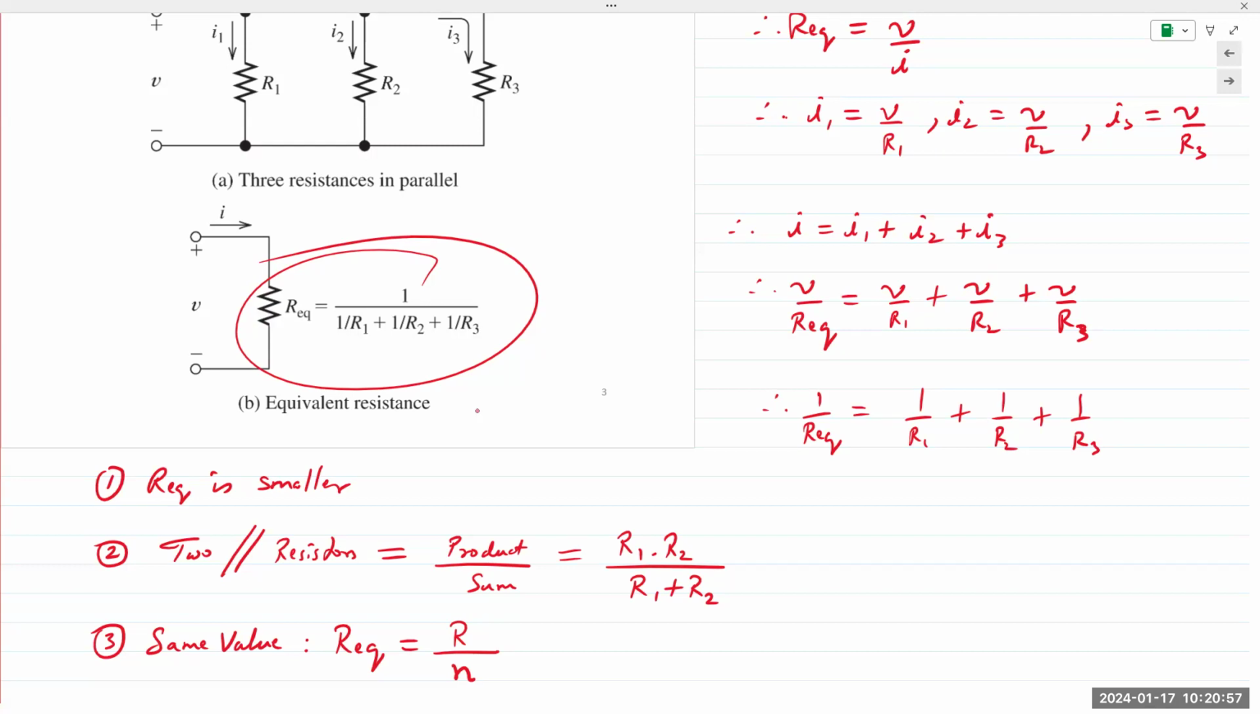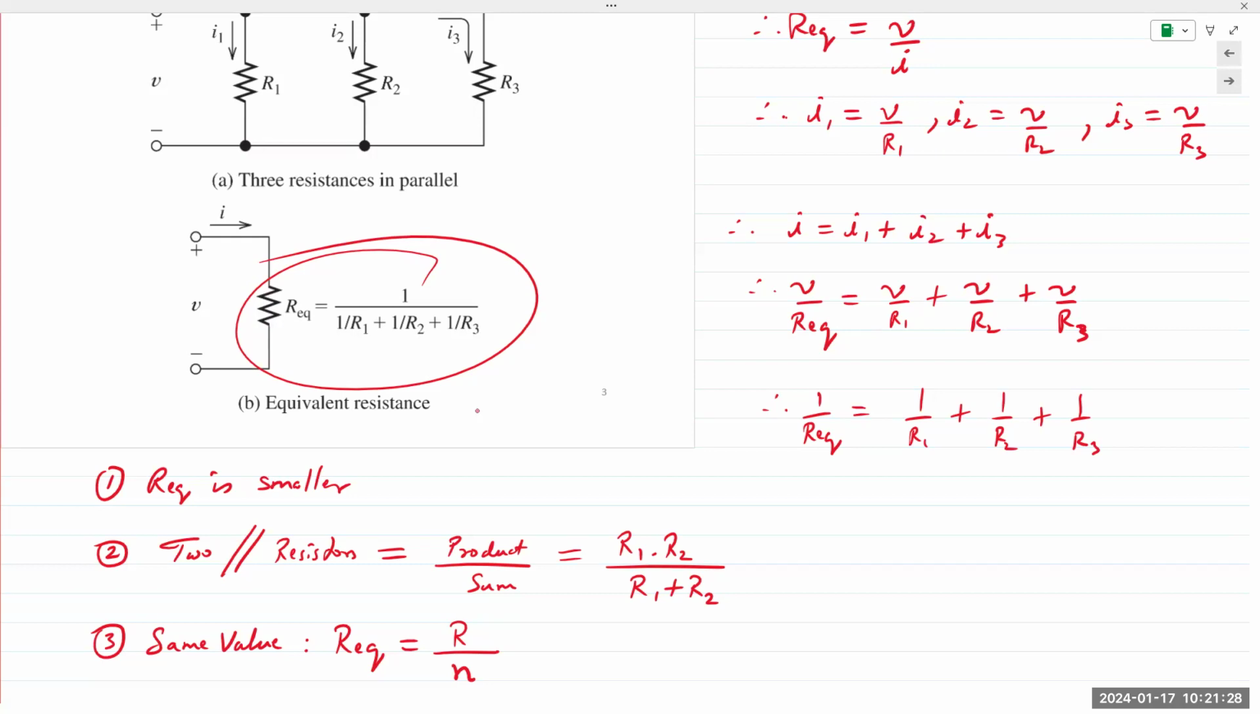100 ohm resistors, 3 of them in parallel would be 100 divided by 3. You can do it: 1 over 100 plus 1 over 100 plus 1 over 100, and take a reciprocal, and you will arrive at 33.33 ohms. Or 4 100 ohm resistors in parallel, 100 divided by 4, 25 ohms. And again, you can apply this equation: 1 over 100 plus 1 over 100 plus 1 over 100 plus 1 over 100, and you take the reciprocal, you will arrive at 25 ohms.